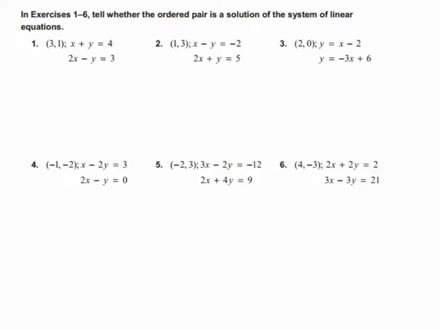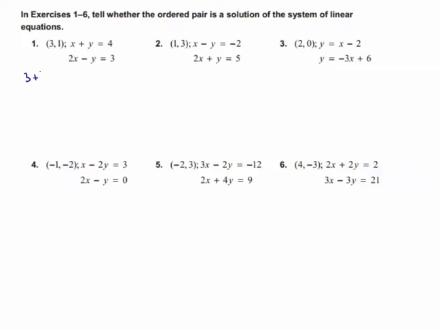Okay, in this video, we're going to begin with exercises from Chapter 5, Section 1. The first thing that we want to do is to tell whether an ordered pair is a solution of a system of linear equations. And we can do this simply by substituting, and I'll do the first equation in blue. We're going to substitute the value 3 for x and 1 for y.